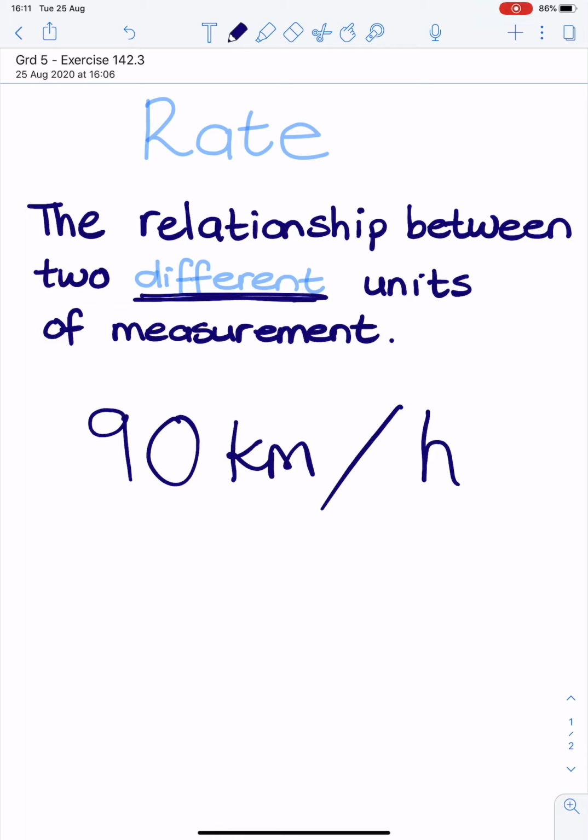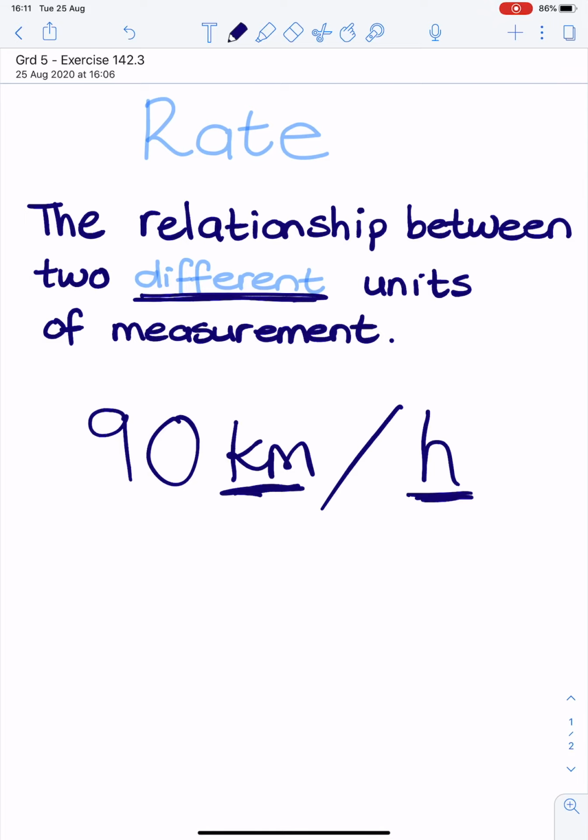Now, kilometers are a measurement that is physical. It's on the ground. We can measure it by driving it. Hours can't be measured on the ground. Hours are time. Kilometers and hours are two completely different units of measurement, and yet we are comparing them because what we're looking at there is how far we can go in what time.